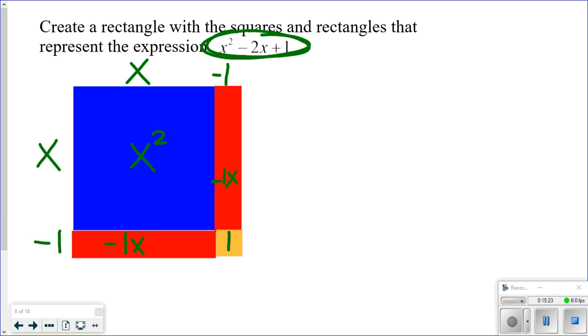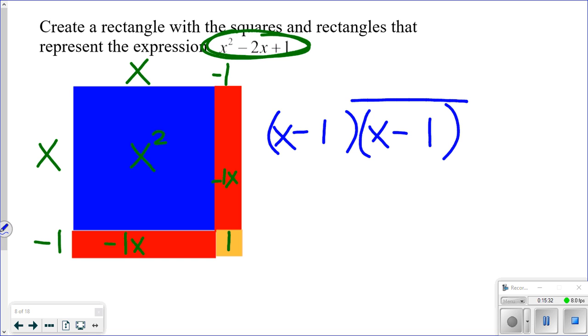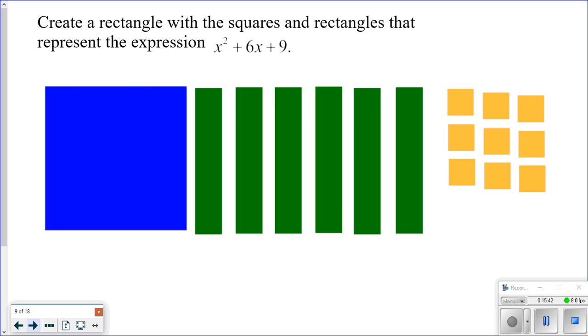Okay, but we're focused on the factors here. The two binomials are sets of parentheses, and it's going to be x minus 1 and x minus 1. All right, try this one. X squared plus 6x plus 9.